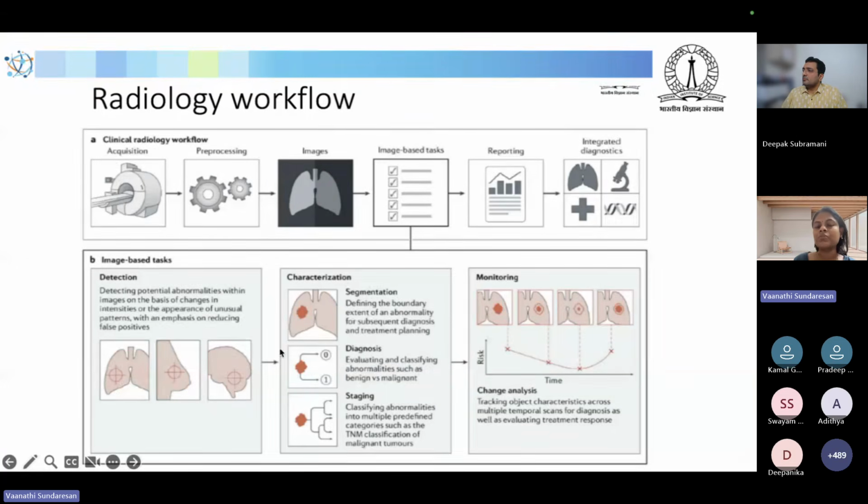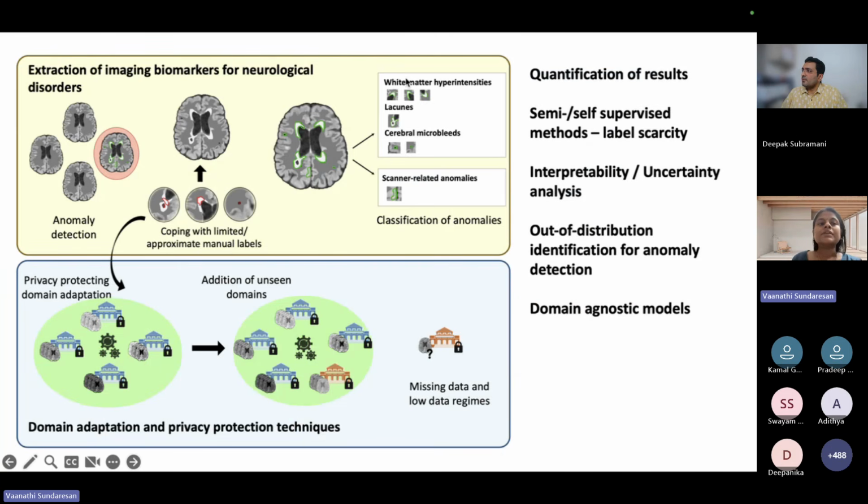This is what I was talking about: characterization, like segmenting the lesions or any abnormalities, looking at their quantitative metrics, the diagnosis, and staging the disease based on them, and also monitoring longitudinal analysis as well, which could later be used for reporting or some integrated diagnostics, and if things work well, can be used in clinical practice. So what we work on, as I told you, is extraction of imaging biomarkers.